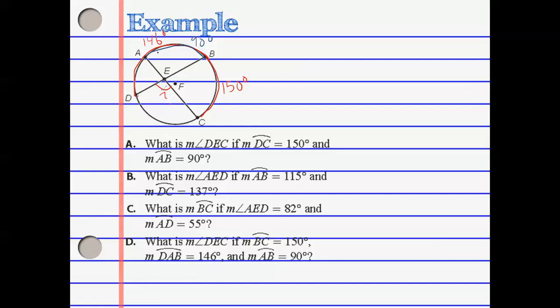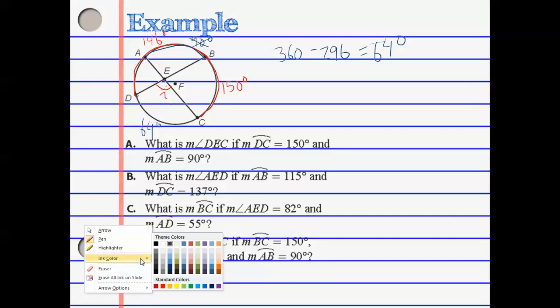Actually here I don't even need to know the 90 degrees, right? Because I know that the measure of arc DAB is 146 and the measure of arc BC is 150. So I can take those two and add them together. 146 plus 150 is going to give me 296. So I know that this has to equal 360 minus 296. I know a whole circle is 360 degrees, and that's going to give me 64 degrees. So I know that this is 64 degrees.